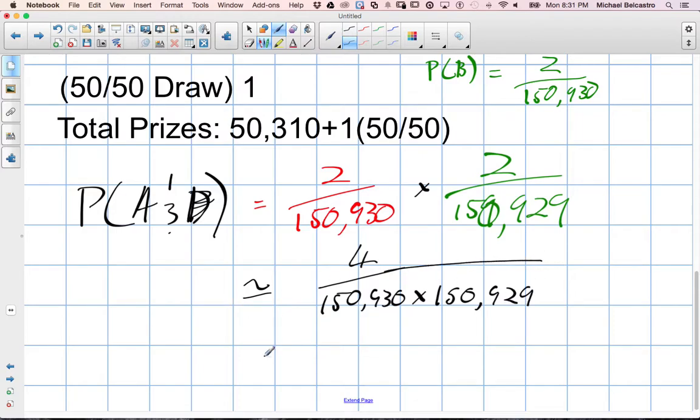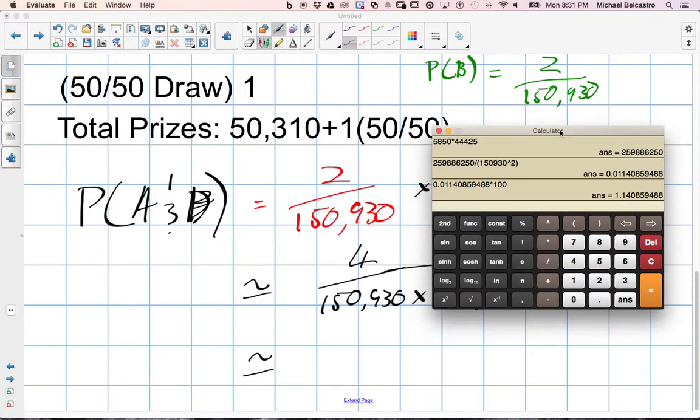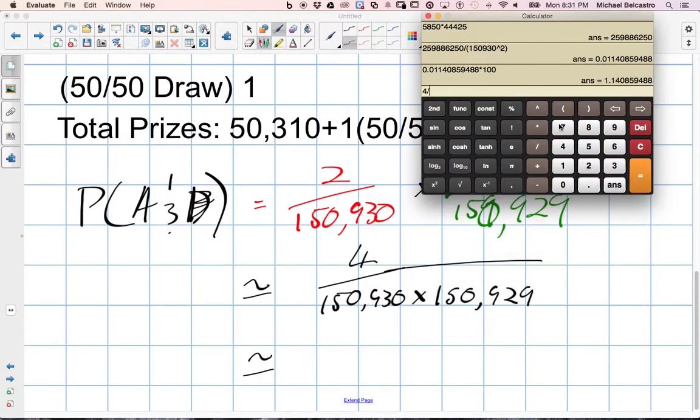So a ridiculous number. I don't even know if I'm going to write it down because the probability is going to be so very low. We're going to say 4 divided by, in brackets, and then we'll multiply these two values. So 150,930 times 150,929, end bracket. Okay, so it's 4 divided by these two numbers, multiplied.